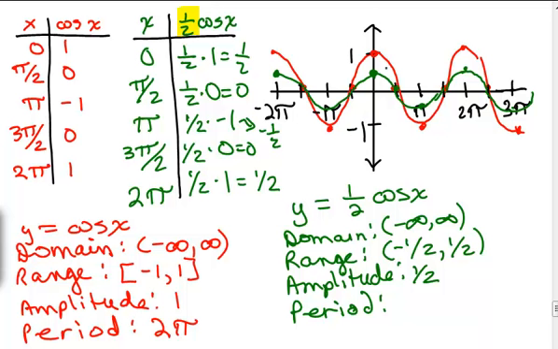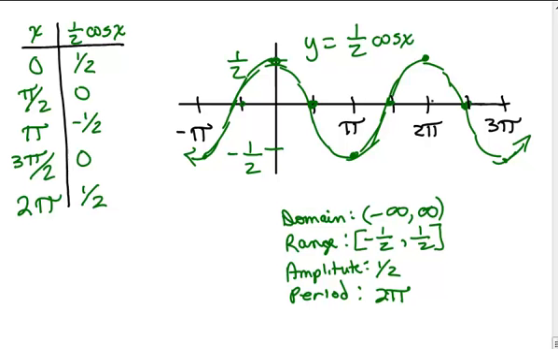So here we are. Notice that I just made this marking 1/2. You don't have to make your markings at 1, 2, 3, etc. And there we have the graph of y equals cosine of x, the domain, range, amplitude, and period. And these are my key points over here: (0, 1/2), (pi over 2, 0), (pi, negative 1/2), (3 pi over 2, 0), and (2 pi, 1/2).